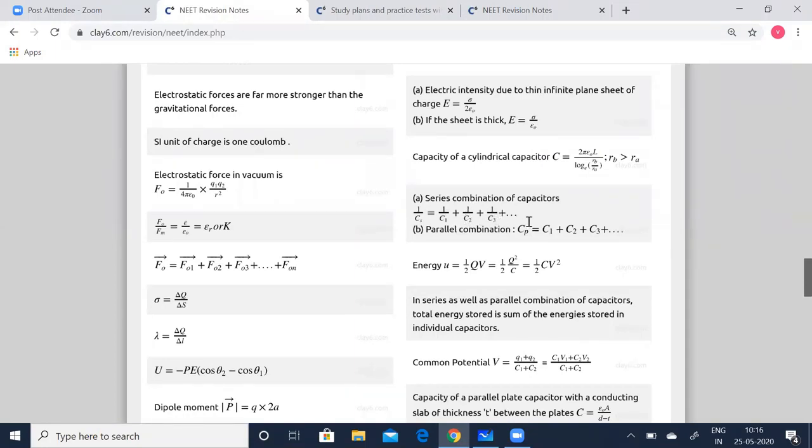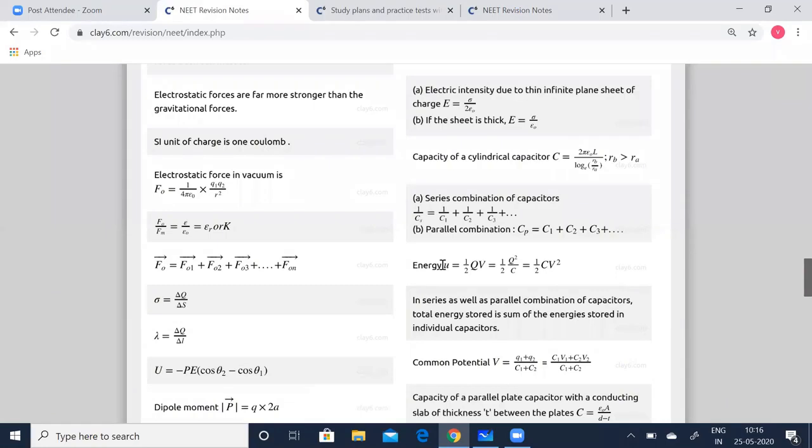So remember, it is the reciprocal of the individual capacitors. Take the reciprocal of each and sum them up, and then find the value of the equivalent capacitance. Whereas when they are in a parallel combination, Cp is equal to C1 plus C2 plus C3 and so on.